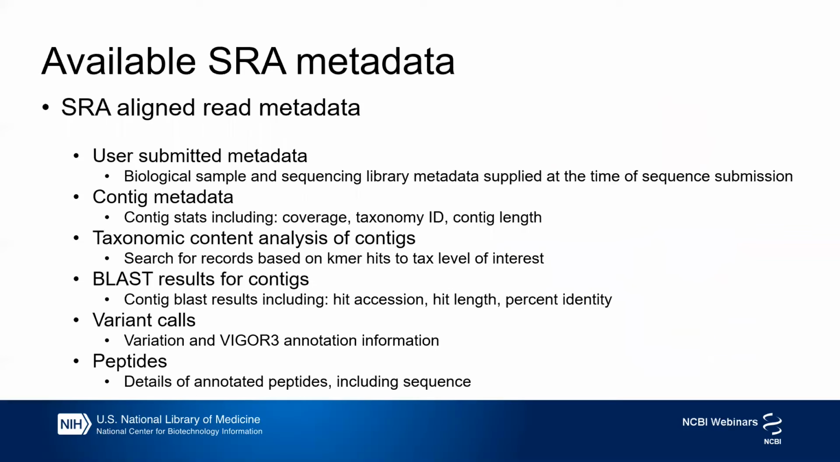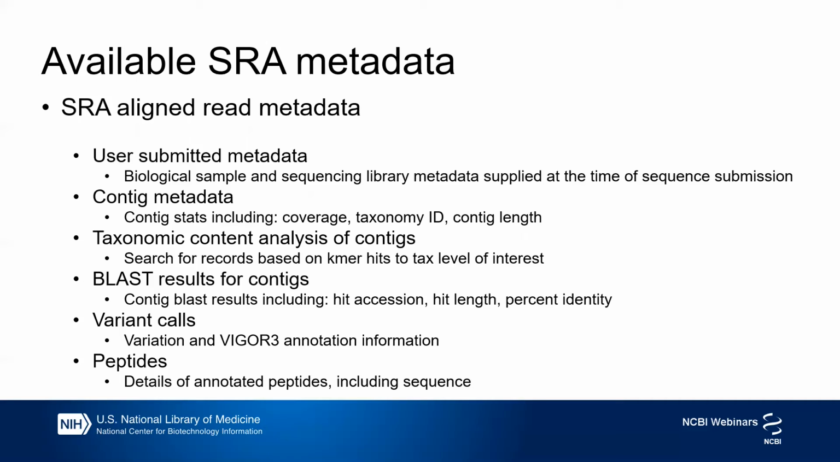So we've got the contigs and the reads. Those are the aligned read objects. We also have available metadata that surrounds these objects. I'm going to give you a brief overview of that here. There's user submitted metadata. So this is the biological sample and sequencing library information that was supplied at the time of sequence submission. We've got contig metadata, which is stats about the contigs.